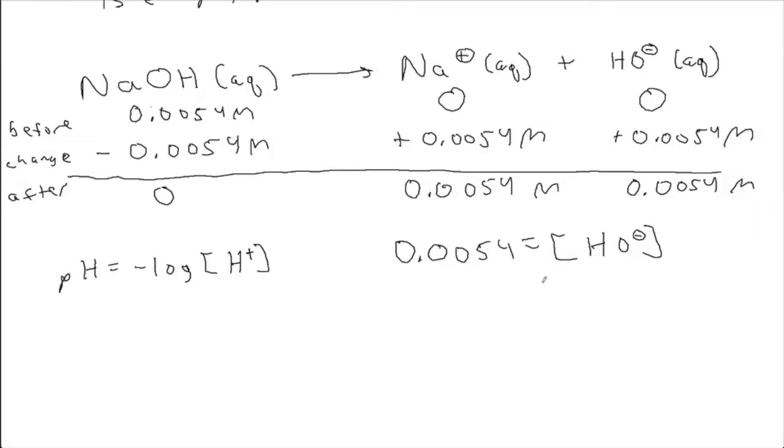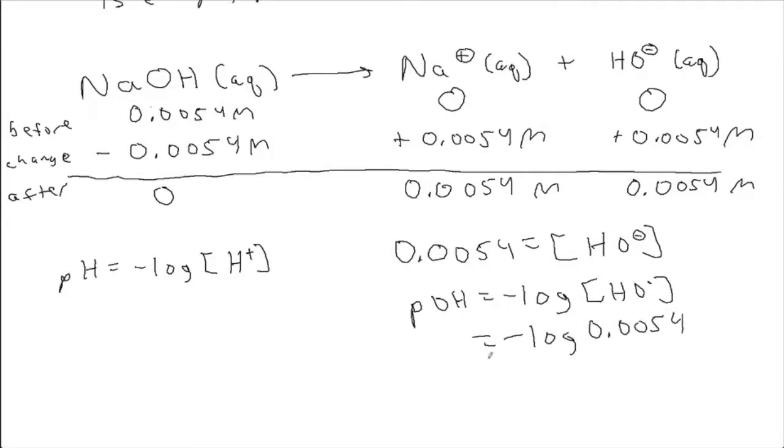pOH is equal to the negative log of the concentration of hydroxide ions. So it's negative log of 0.0054. That's good so far. So keep going ahead and solve the problem and tell me what you're getting.